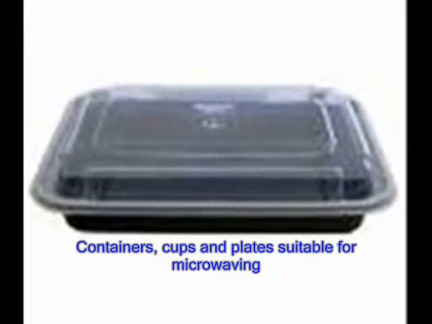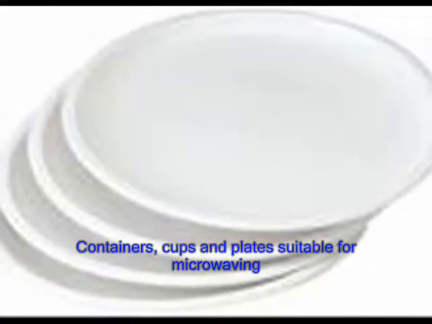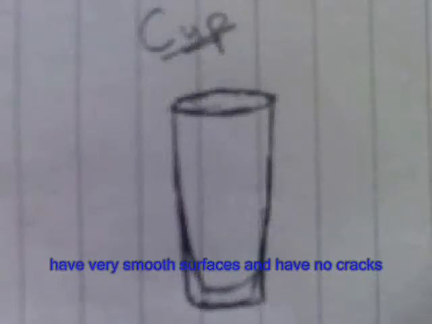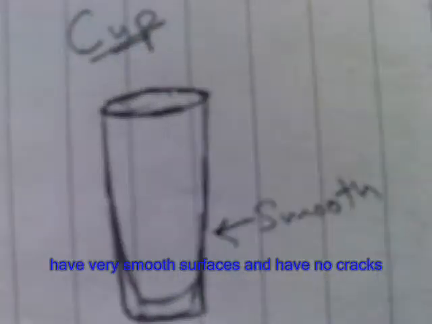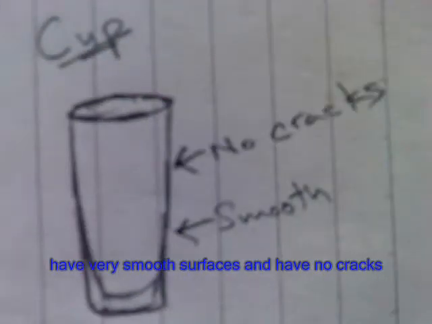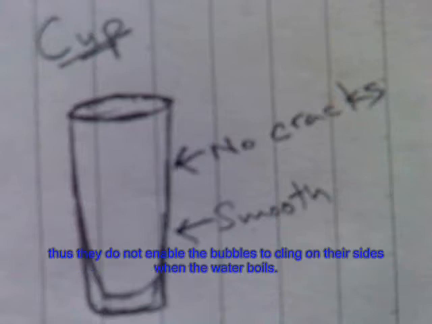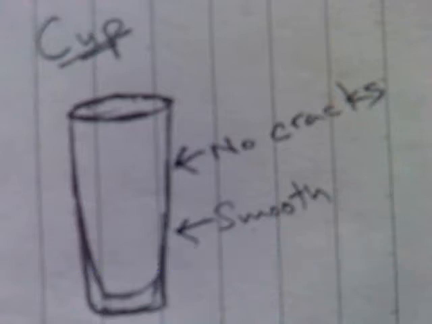You must be wondering how we can heat water to above 100 degrees Celsius. This is possible without the presence of bubbles. Containers, cups, and plates suitable for microwaving usually have very smooth surfaces and no cracks. Thus, they do not enable bubbles of air to cling to their sides when the water boils. As such, there are no nucleation points, or points where water can turn into water vapor.